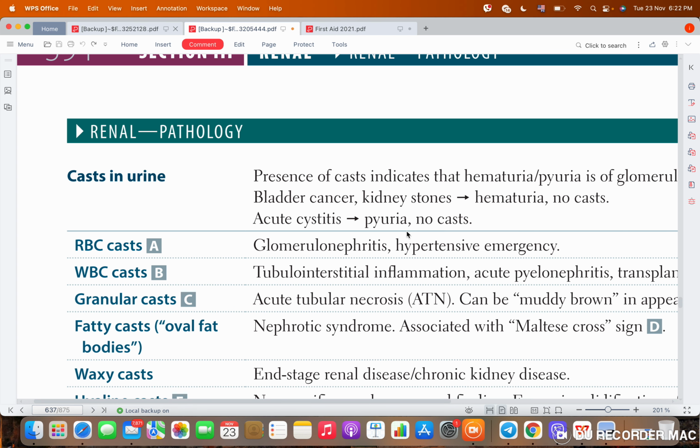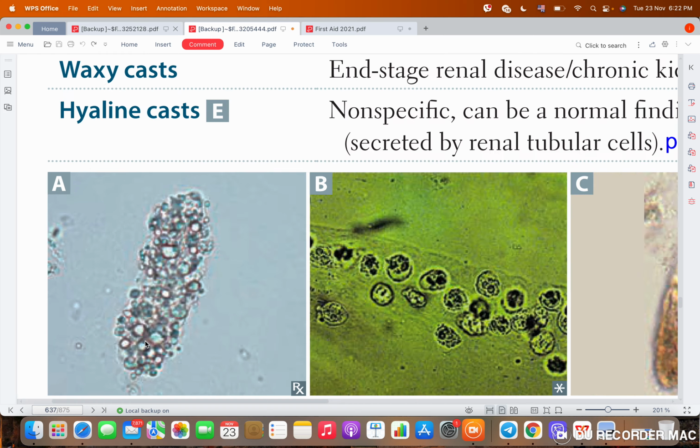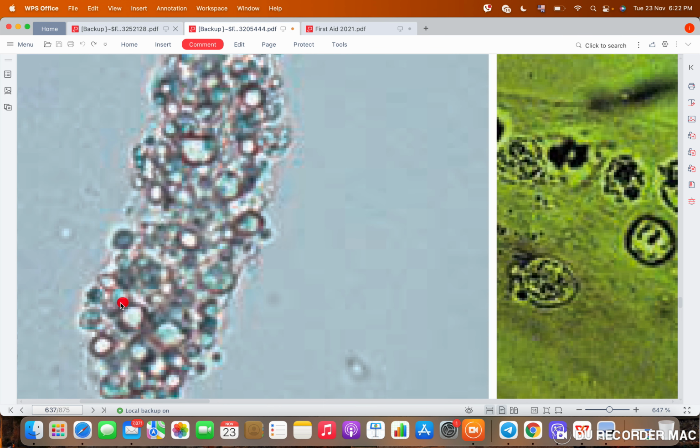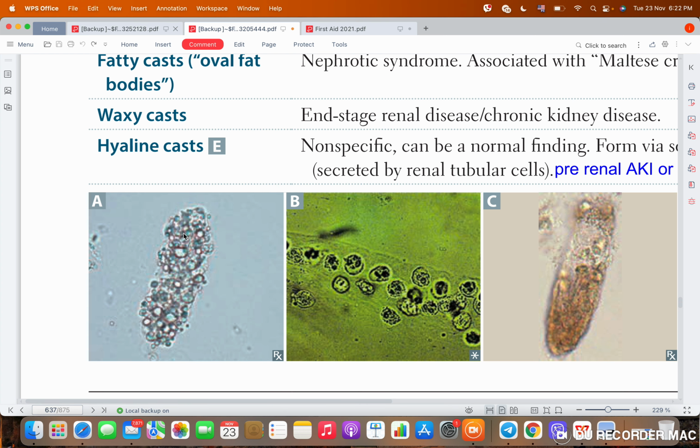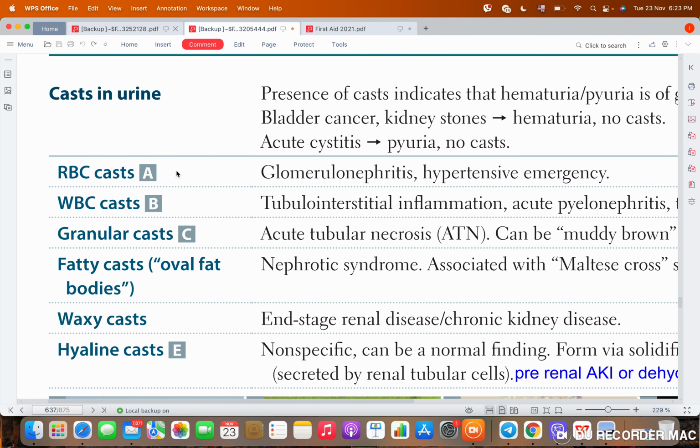Okay, let's speak first of all about the RBC cast. So in First Aid, they give a really bad picture here, and it's basically supposed to be an RBC without nuclei, and you are supposed to think that it's an RBC cast. So RBC casts can be in glomerulonephritis, as we said, also hypertensive emergency. In case of hypertensive emergency, what happens to the hydrostatic pressure inside of the glomerular capillary, guys?